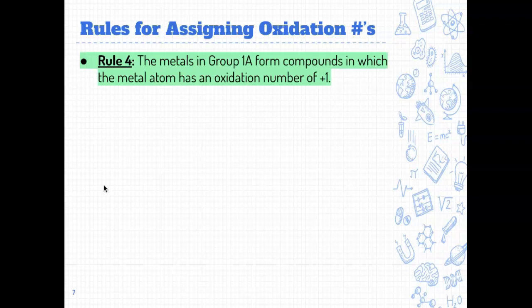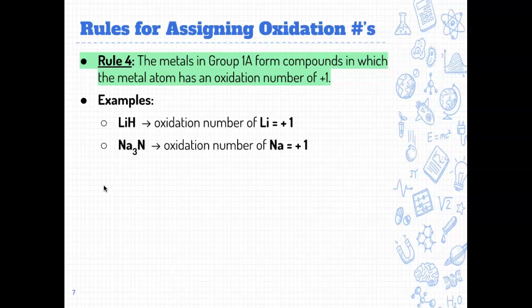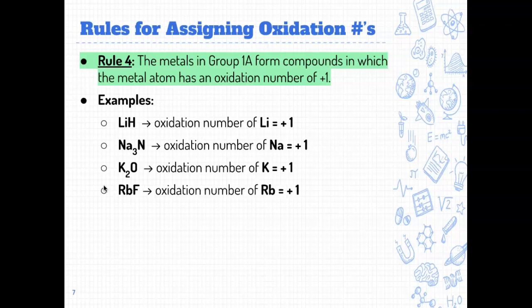Rule number 4, the metals in group 1A, so that's the first column on our periodic table, when those metals are in compounds, they're going to have an oxidation number of +1. So examples, lithium hydride, so the lithium has a +1 for its oxidation number. Sodium nitride, sodium again is a group 1 metal, so it's going to have a +1 oxidation number. Potassium oxide, the potassium is group 1, so it's going to have a +1 charge. Rubidium fluoride, again, rubidium group 1, going to have a +1 oxidation number.